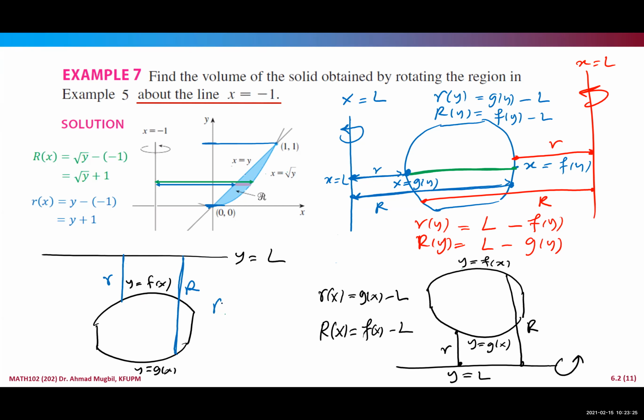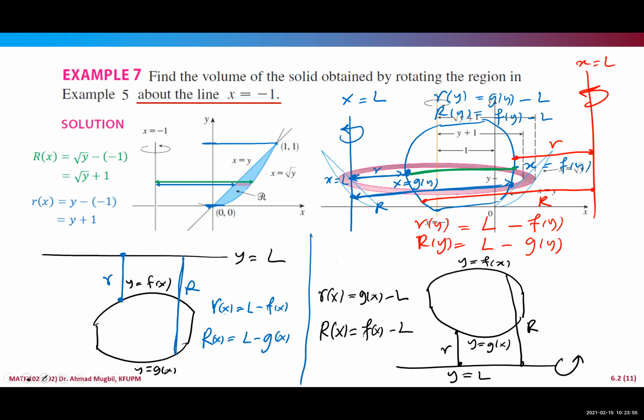Now, in this case, the inner radius R of x will be L minus f of x. Is that right? Because it is above the region. The outer will be L minus g of x. I generalized this for you. I think now you must be able to figure out how to find the inner and the outer radius. Okay? Any question, Shabab?